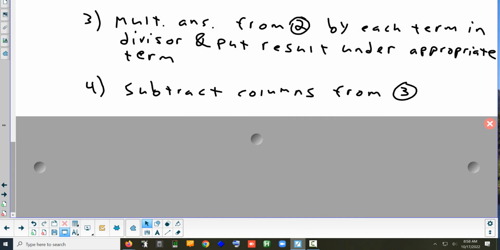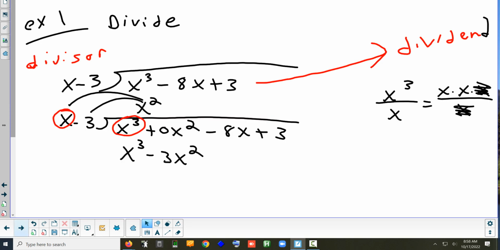Okay, so step 4, subtract the columns from step 3. So what I do is I go like this. Put a minus sign, put parentheses, and draw your line. And subtract all the columns that we have. There's 2 in this case.